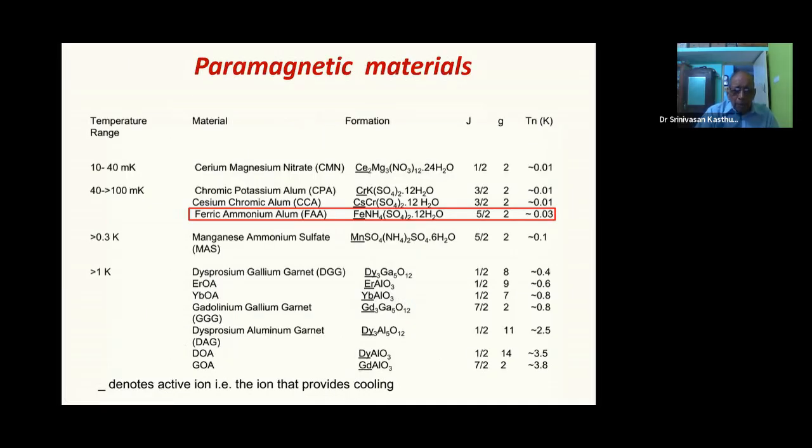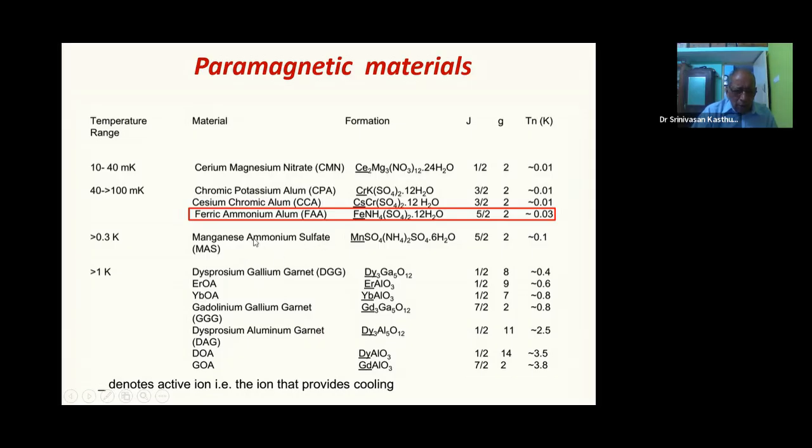There are many paramagnetic materials which can be useful for producing this low temperature. Cesium magnesium nitrate, it's called CMN. The typical temperature you can reach is in the range from 10 to 40 millikelvin. And in the range from 40 to 100 millikelvin, you have a couple of salts: chromic potassium alum, cesium chromic alum, and ferric ammonium alum, etc. These are the alums which can be useful in the temperature range from 40 to 100 millikelvin.